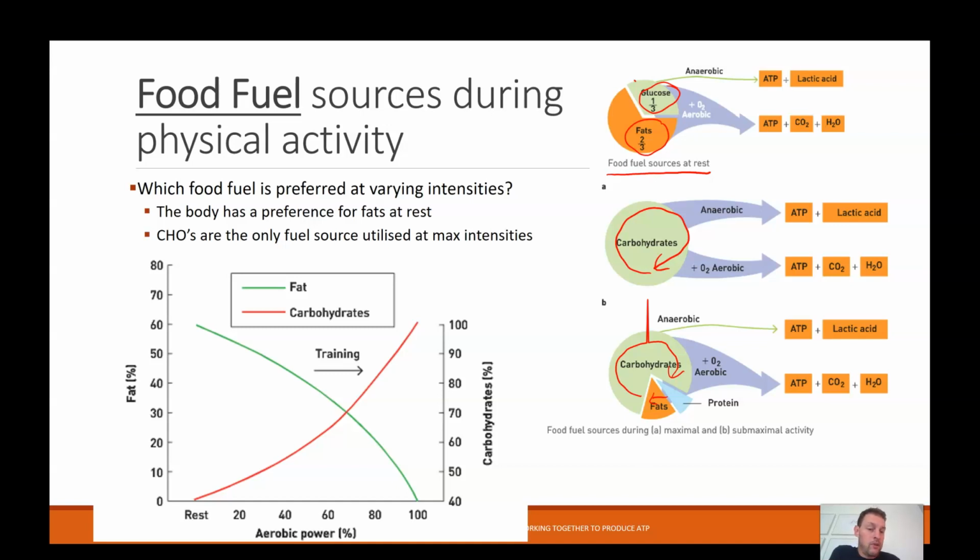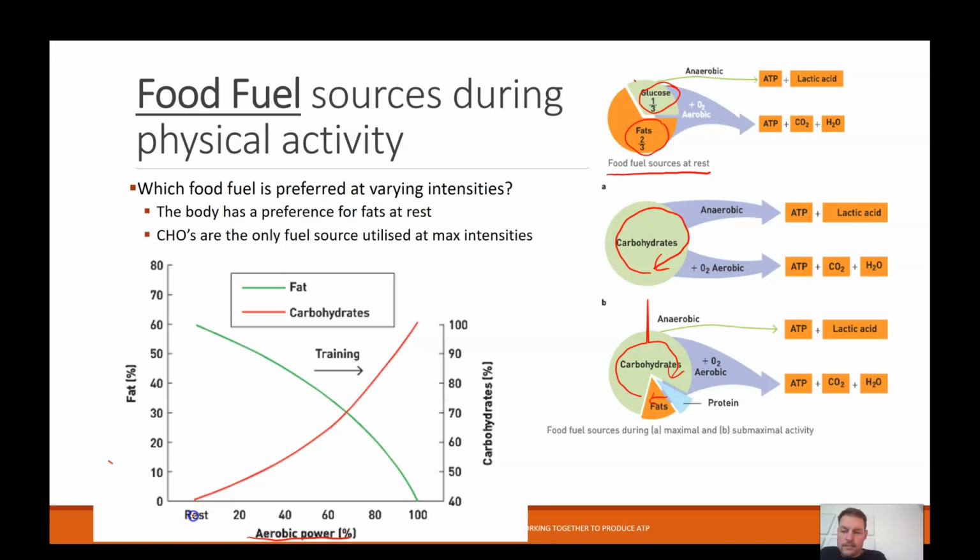So fats, because they require more oxygen, aren't able to contribute towards resynthesis when we get to higher intensities. If we look at this graph, it looks a bit confusing again, but it's pretty easy to read once we know what we're looking at. Firstly, down the bottom, we're looking at aerobic power. So this is how hard we're working.